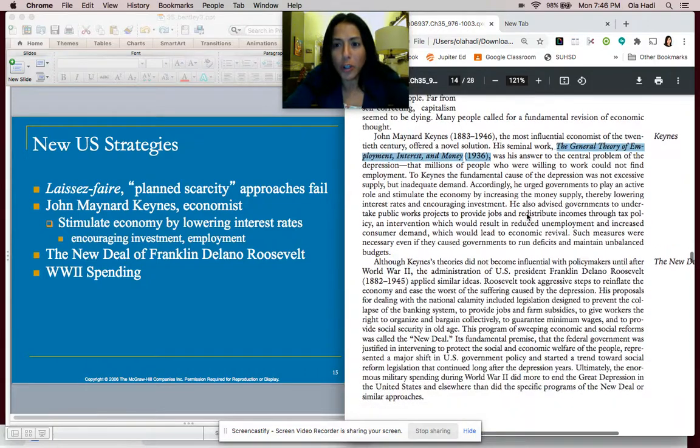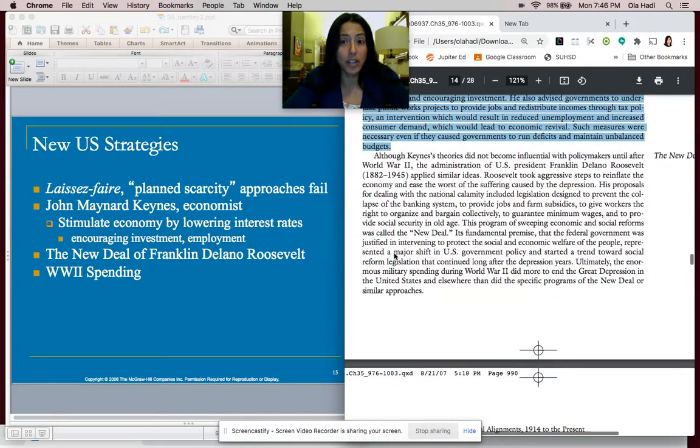So you can read more in your book about Keynesian ideas, saying that governments should run a deficit if they have to, if that's what they need to do to stimulate the economy, so not focusing so much on balanced budgets. And then this tells you about the New Deal. When you get into AP US history, they might make distinctions between the first New Deal and the second New Deal and all these different parts of the New Deal.